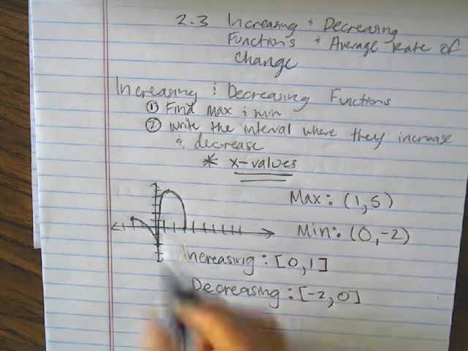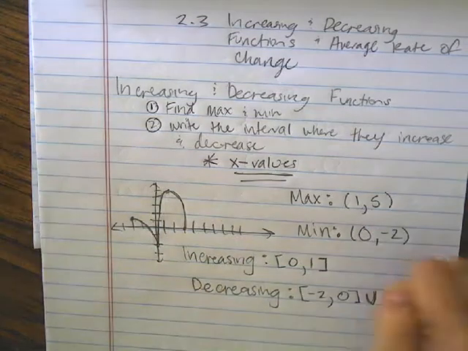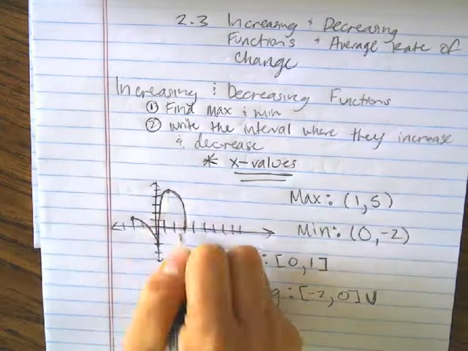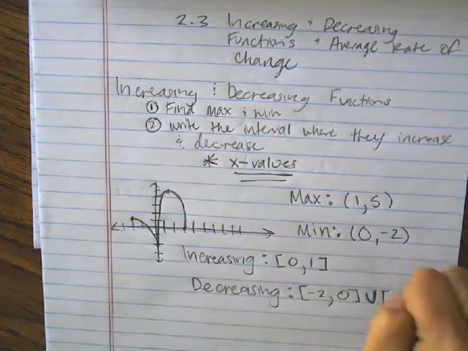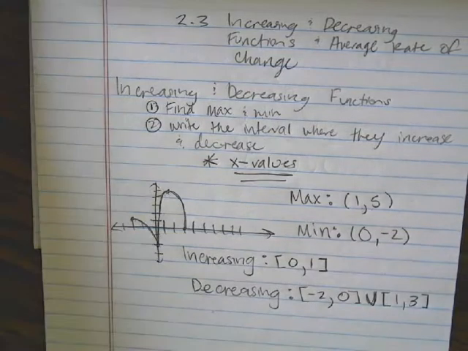And then it decreases again. So I write a U for union, from the x value 1 to the x value what? 3. How do you know the brackets? You can just put them all as brackets. That's fine.